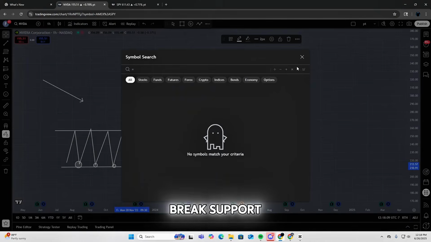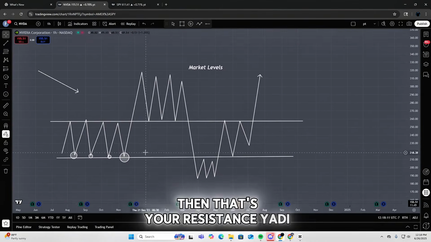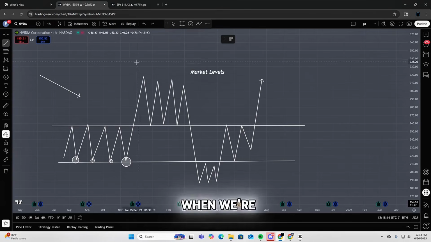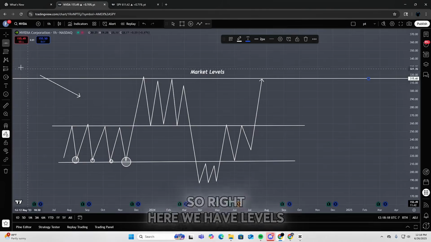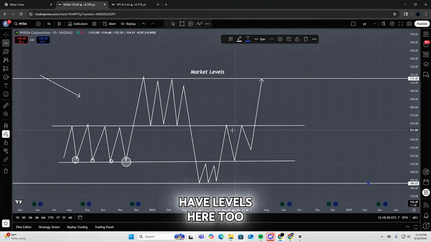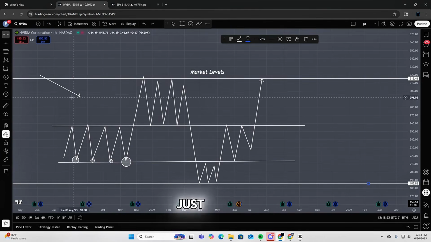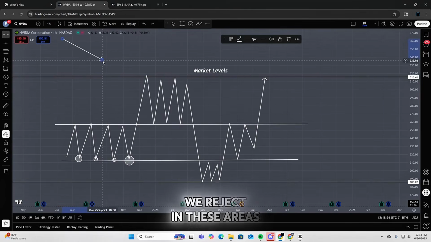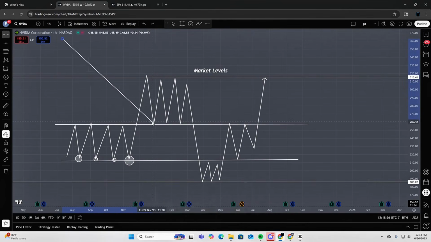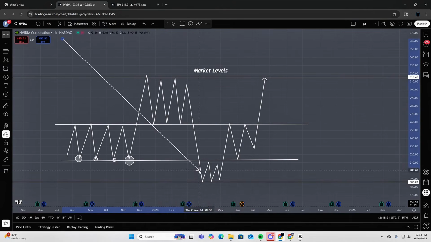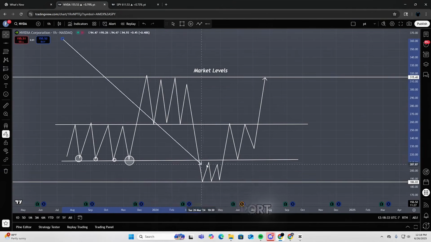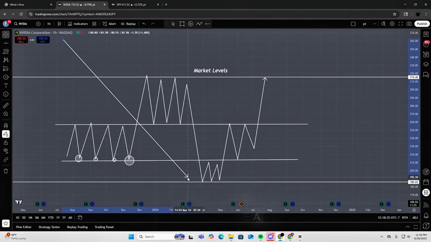And then once we break support, it becomes your resistance. It basically switches when we're above it and when we're below it, right? So right here we have levels, and right here we have levels too, just because we see that we reject in these areas and we get bought up in this area. And then sometimes we break underneath this area and target the previous support, and we can make a new support.